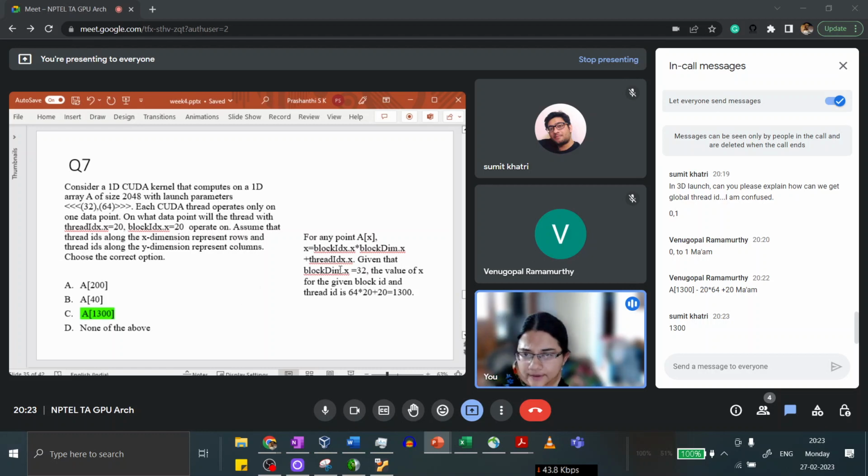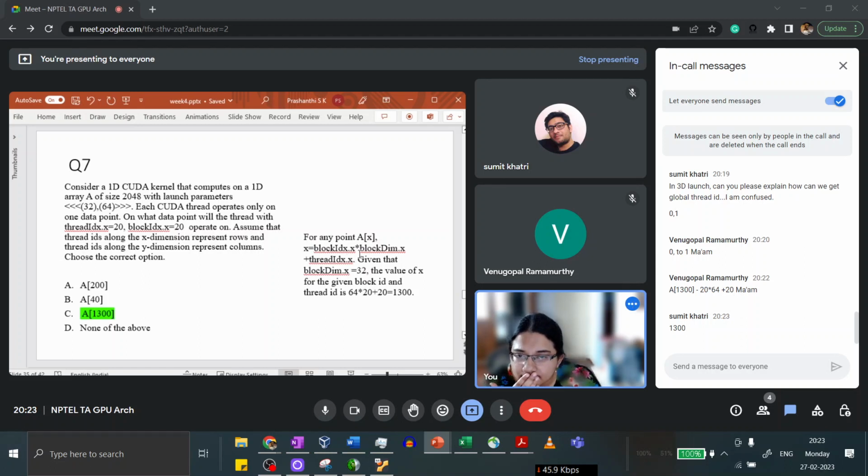So how do you get that? You do blockIdx.x times blockDim.x plus threadIdx.x. Basically, you're given a block ID, so whatever the block dimension is, you multiply that by the block ID. Why do you do that? Because you'll have to account for that many threads covered by those blocks, right?